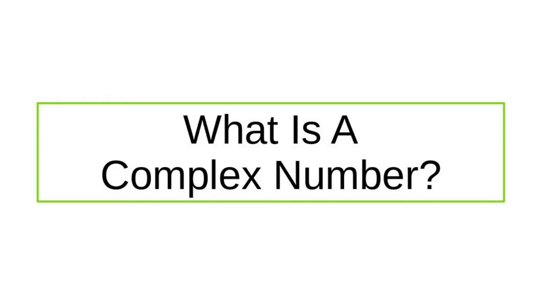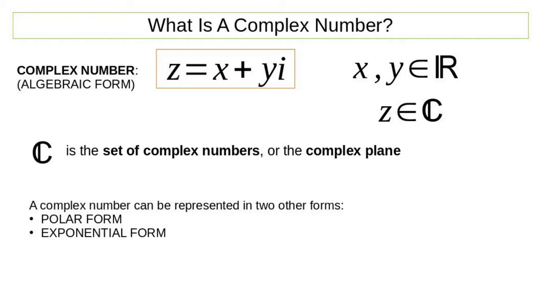So, what is a complex number? A complex number can be simply represented as the sum of two real numbers, where one of those numbers is multiplied by the imaginary unit. In the example shown here, x and y are two real numbers and z is a complex number expressed as x plus yi. z belongs to C, which is the set of complex numbers, or the complex plane. The representation of z you saw in this example is called the algebraic form of a complex number. You will see later that a complex number has two other representations, which are the polar form and the exponential form.